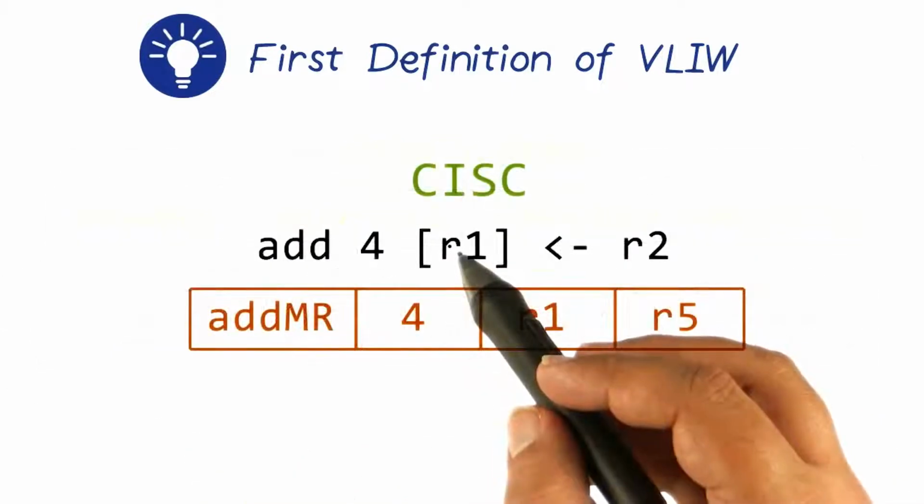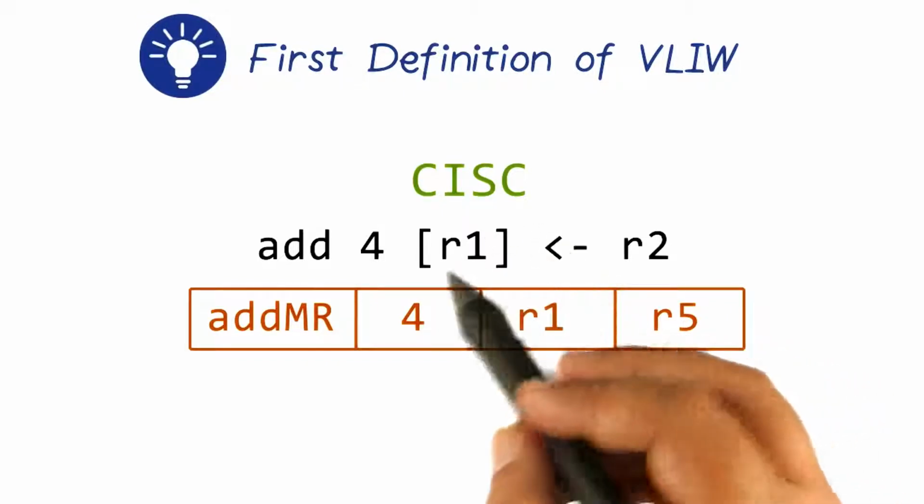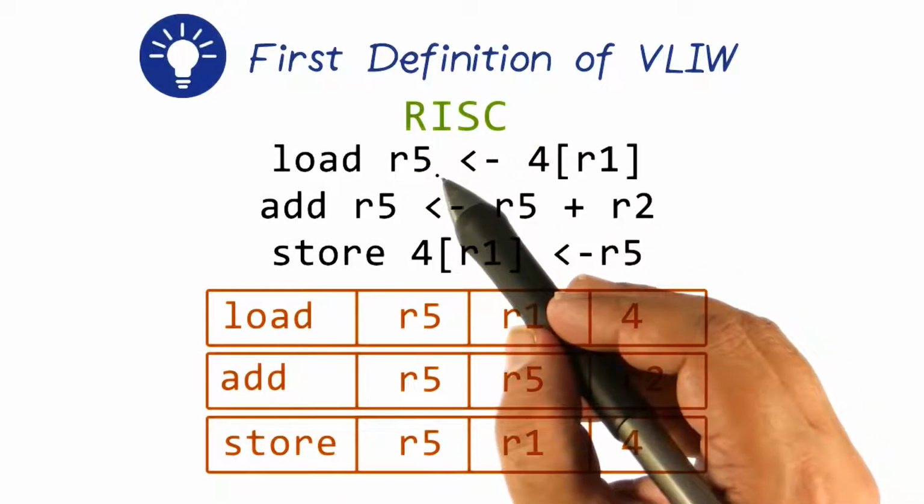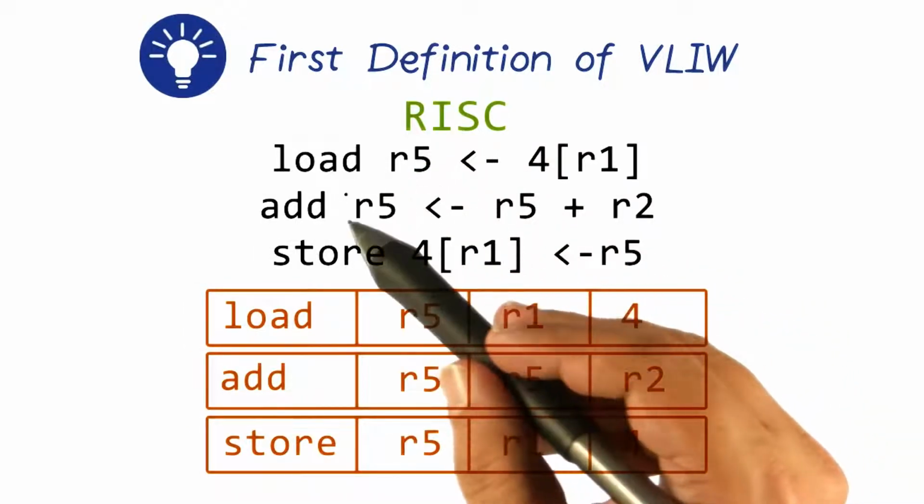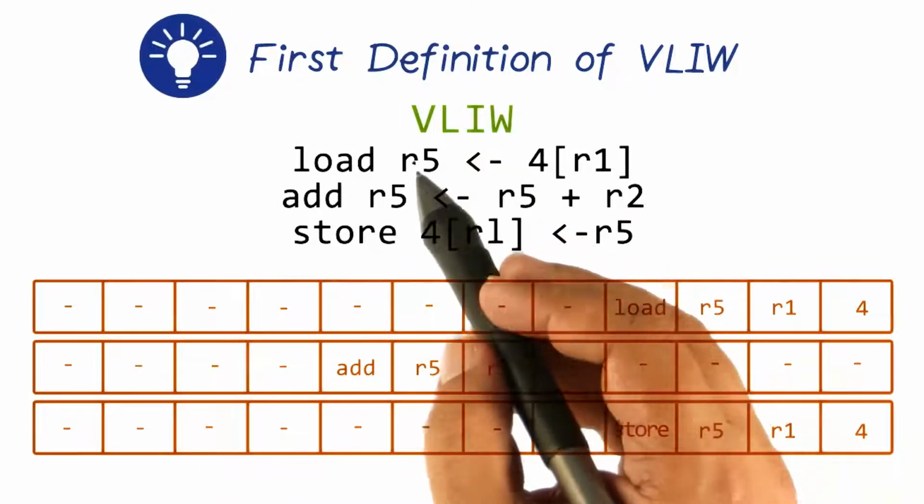So let us understand CISC versus RISC versus VLIW through a simple instruction. Here is a visual example of the instruction add 4 to R1 in CISC, RISC and VLIW format. Here is a CISC version of this instruction. The same instruction in RISC translates into 3 different instructions, one load followed by an add followed by a store. So here is a VLIW version of the same program.